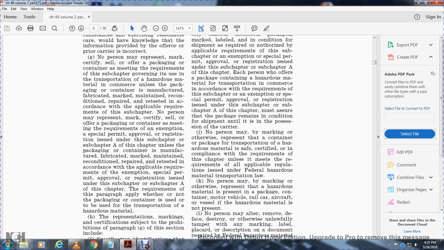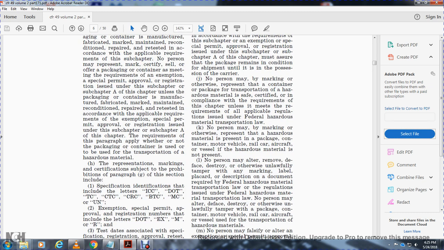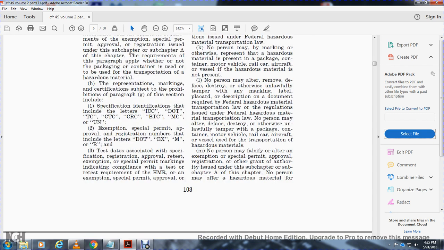No person may mark or otherwise represent that a hazardous material is present in a package, container, motor vehicle, rail car, aircraft, or vessel if the hazardous material is not present. No person may alter, remove, destroy, or otherwise unlawfully tamper with any mark, label, placard, description, or document required by the federal hazardous material transportation law or the regulations issued under it. No person may alter, deface, destroy, or otherwise unlawfully tamper with any package containing hazardous material, motor vehicle, rail car, aircraft, or vessel under the hazardous material transportation law.